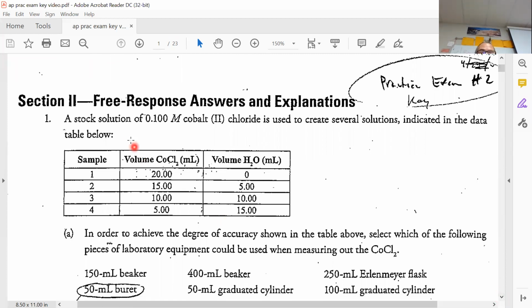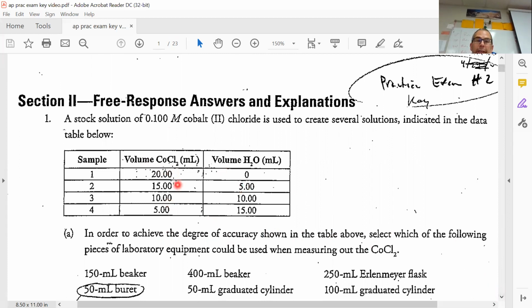Okay, so we get this first question. It talks about a 1 molar solution of cobalt chloride. You have your volumes that you're given. And then it just says, in order to achieve the degree of accuracy in the table shown, select the following pieces of lab equipment. So we're trying to measure these volumes.